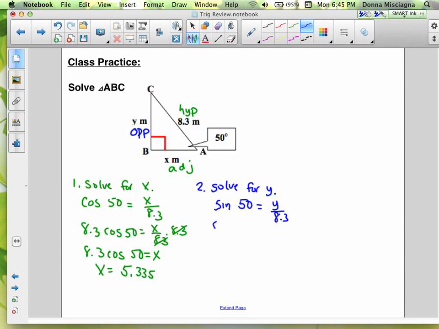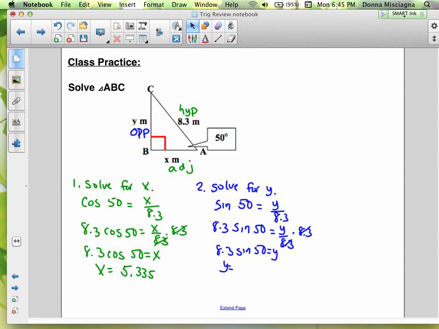The steps on this one are going to be exactly the same as the other one. We're going to multiply both sides by 8.3. That'll cancel. So we have 8.3 sine 50 equals y, and we'll just plug that into the calculator, and we'll get y.